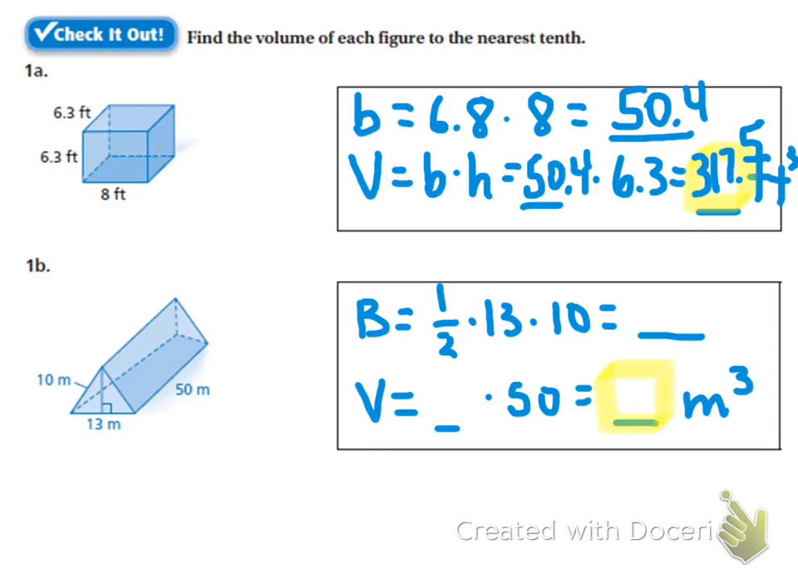Okay, let's look at letter 1B. B is 1/2 times 13 times 10. Violet? 65. That is correct. So then I put my 65 times 50 and I get the answer for volume, which is 3,250 meters cubed. That is correct.